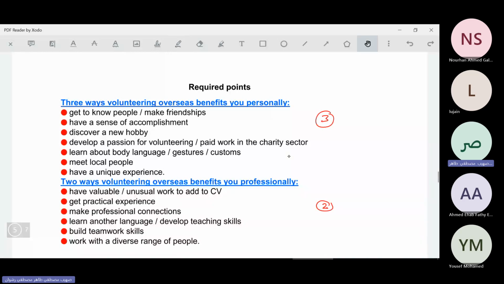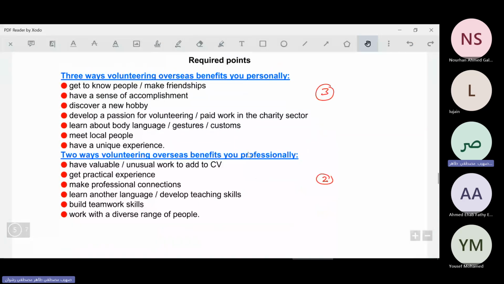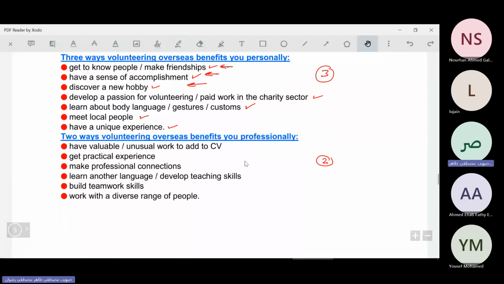Let's read here. Three ways volunteering overseas benefits you personally. Number one, it helps you to get to know people or make friendship. It has a sense of accomplishment, discovering new hobbies, develop a passion for volunteering, learn about the body language, meet local people, and have unique experience. We need only three. Okay, so let's go to the third. Two ways volunteering overseas benefits you professionally. We need only 2 points.